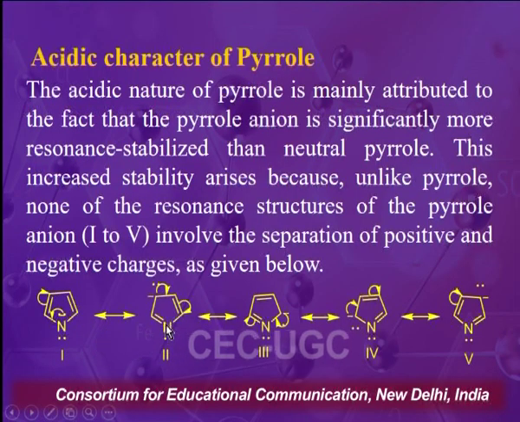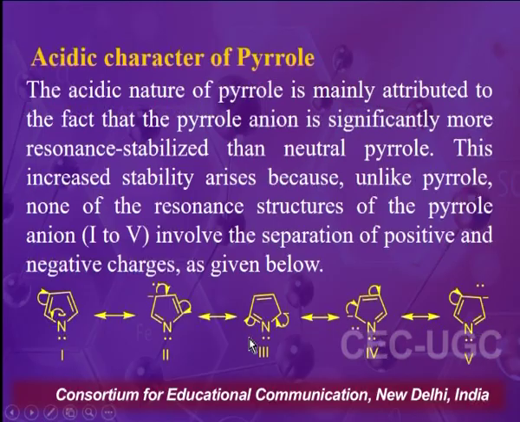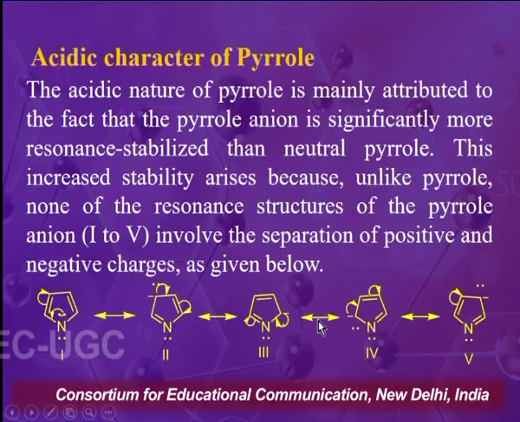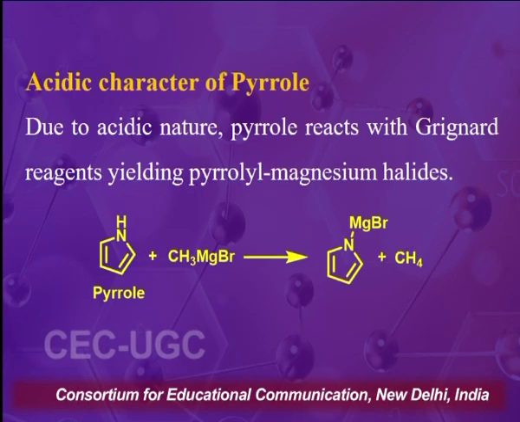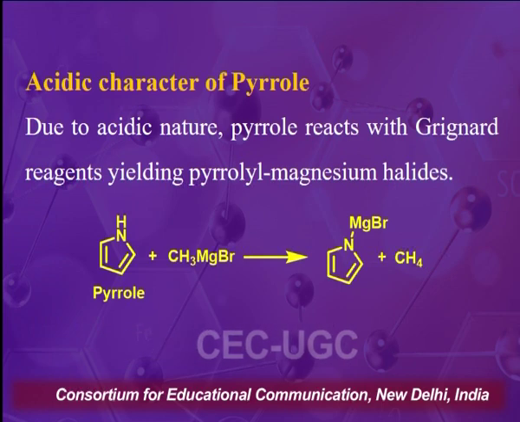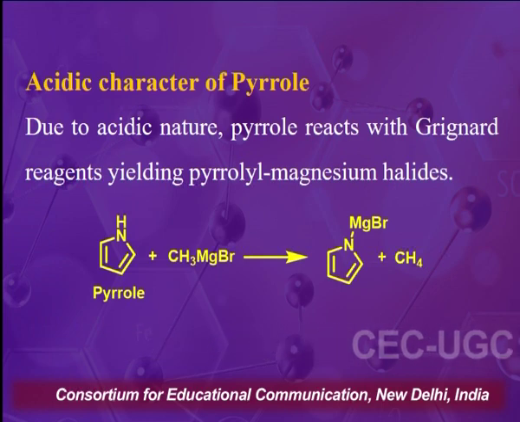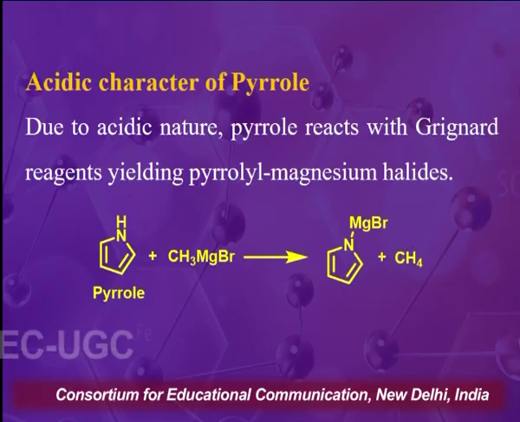But in case of pyrrole anion, these 5 structures are of higher stability because they do not have any positive and negative charge separation. So that's why pyrrole has weak acidic character, and due to weak acidic nature, pyrrole reacts with Grignard reagent.